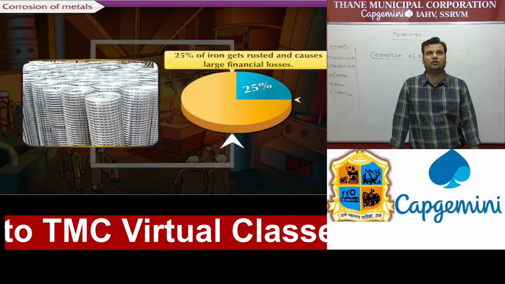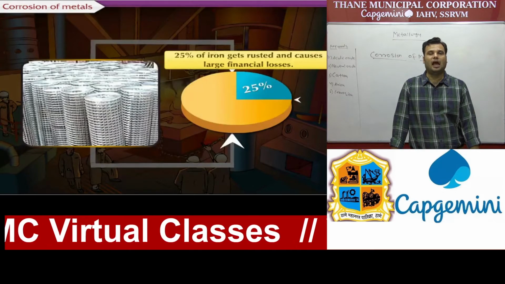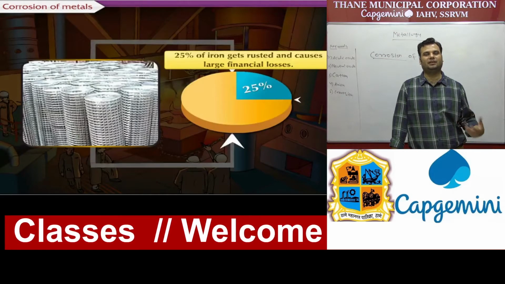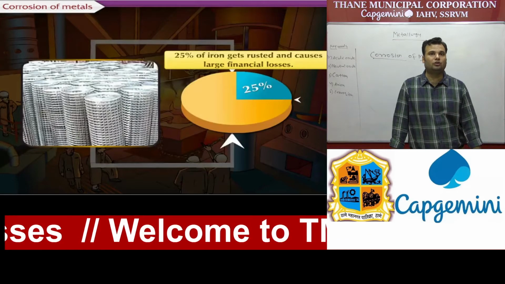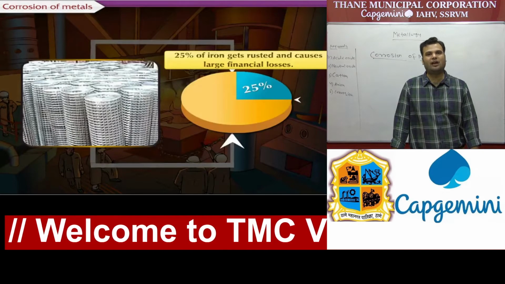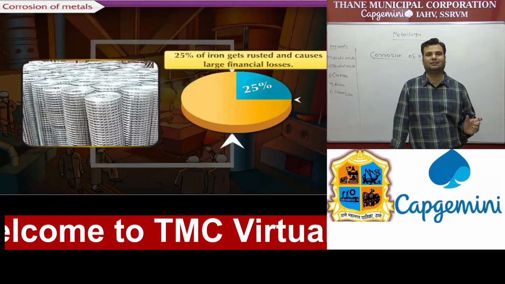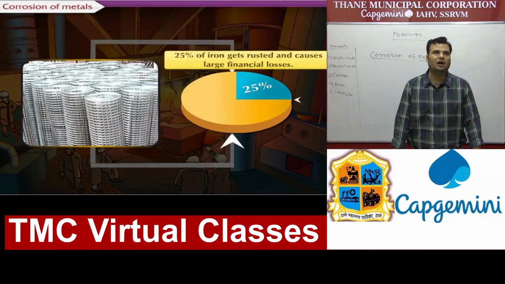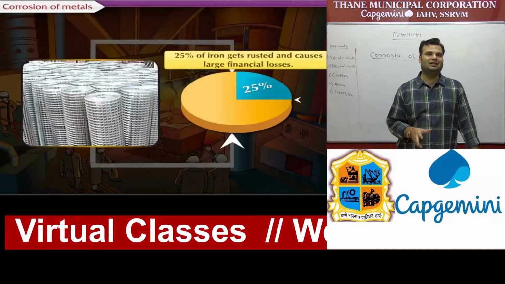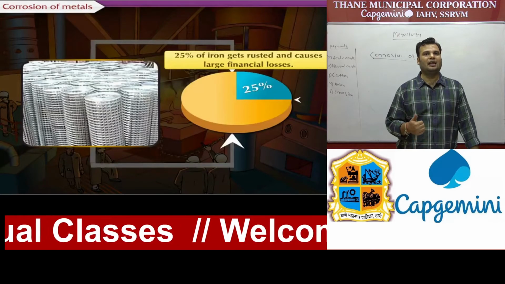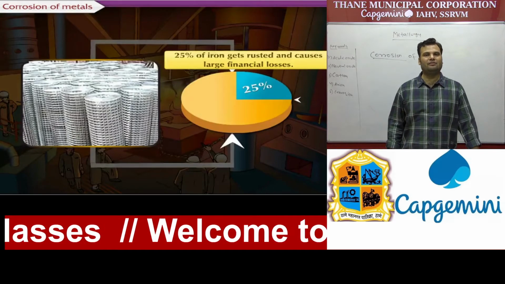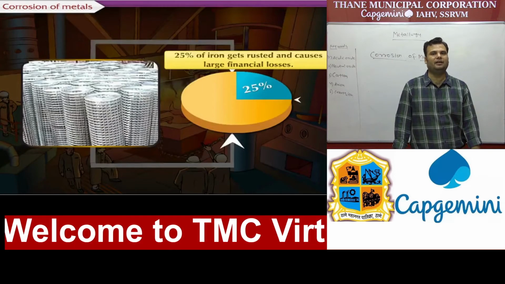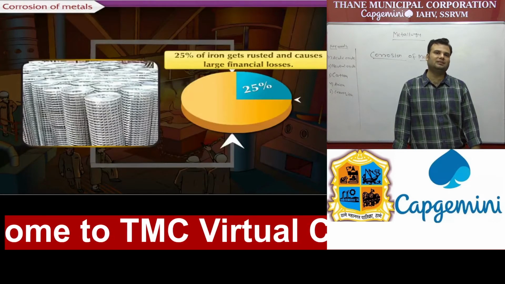Students, this is very important: studies indicate that 25% of iron gets rusted, causing a large financial loss. You know that India is a developing country. Many infrastructures like bridges and buildings are built, but because of improper maintenance, we get 25% loss because of rusting. We can prevent this type of rusting by different methods, which we will see in the next part of this lesson. Remember that this process takes a long duration, but buildings and bridges will collapse, financial losses occur, and many human lives are also lost because of this corrosion.